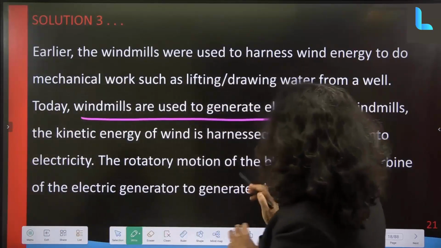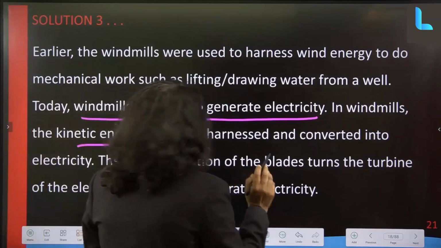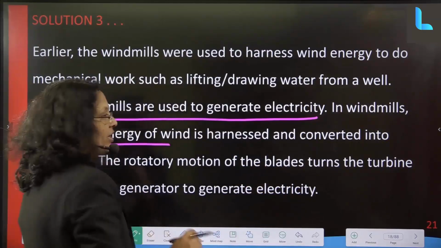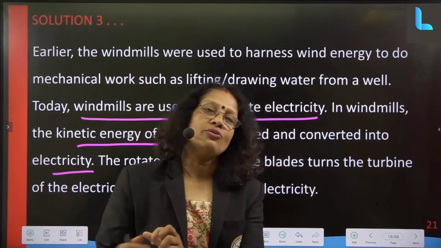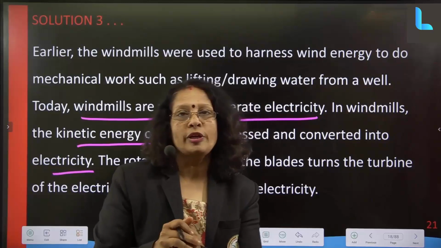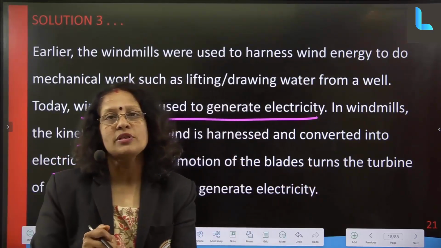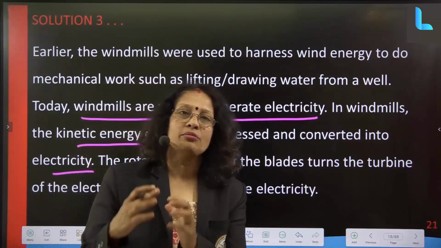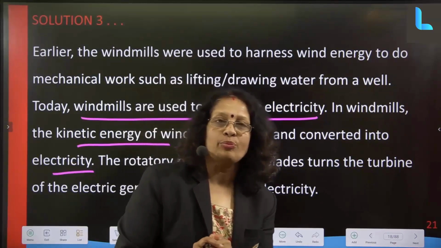In windmills, the kinetic energy of the wind is harnessed and converted into electricity. You would have seen that windmills are always fixed in the outskirts of the city, on the top of a mountain or hill, where strong wind is coming. In the city you will never see that. Why? Because in the city that much strong wind is not present because of the building structures, and people are present everywhere.